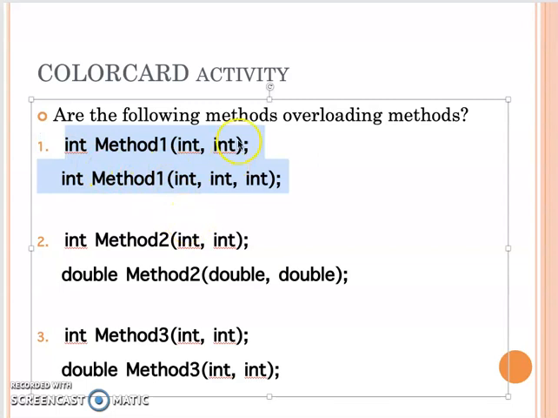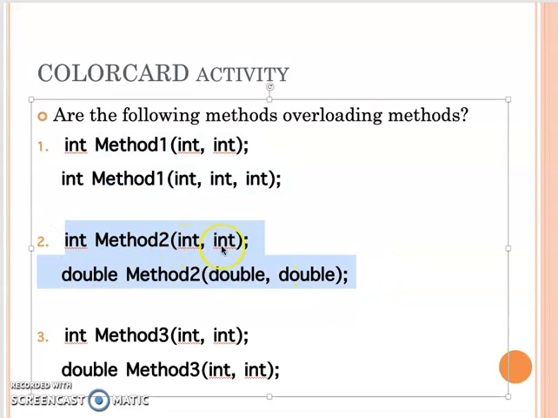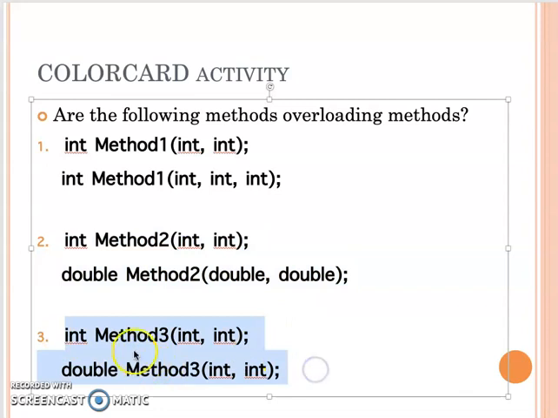Right, they are. Good. Then the same thing, we have 2 integers and 2 doubles. Are they overloaded methods? Good, they are. How about this one? I have a method 3 with the same method name. They both pass 2 integer arguments, but one returns int and the other returns double. Are these two overloaded methods?